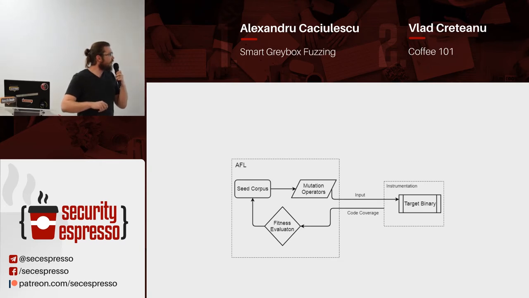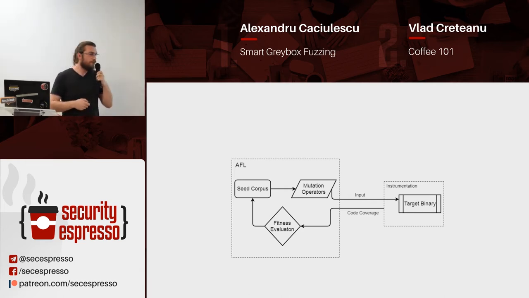And it evaluates it in a fitness function. For example, the fitness function here can be number of paths. If it triggers more code coverage, the better. And as well as the most interesting ones are, of course, the ones that generate crashes or hangs or stuff like that. And then the interesting ones are added back into the seed corpus, and it goes on and on and on in an infinite loop until you're satisfied with it.